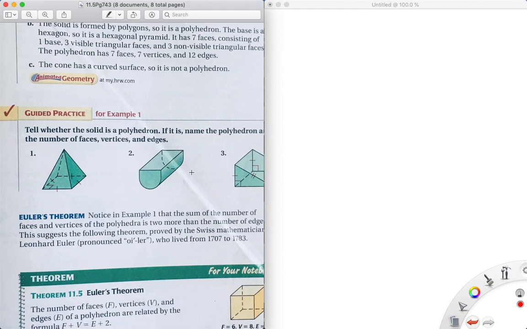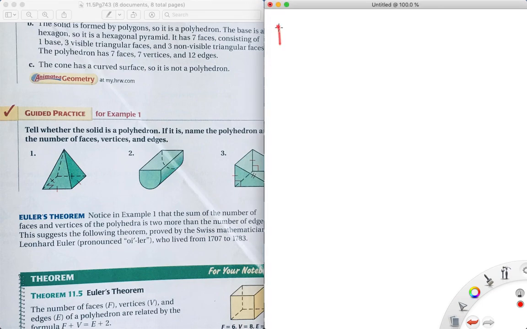So when I look at the polyhedron for number one, if I was looking at the edges, I would just count the sides where two faces meet. So I have one here, 2, 3, 4, 5, 6, 7, 8. 1, 2, 3, 4, 5, 6, 7, 8. So I have 8 edges.